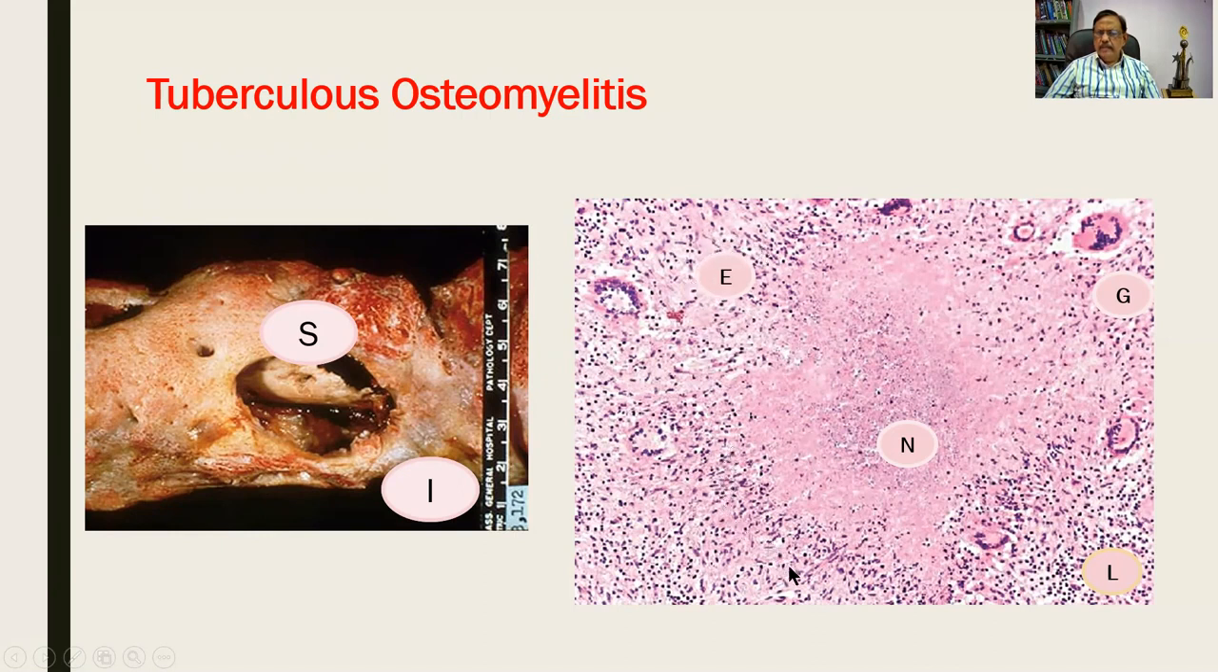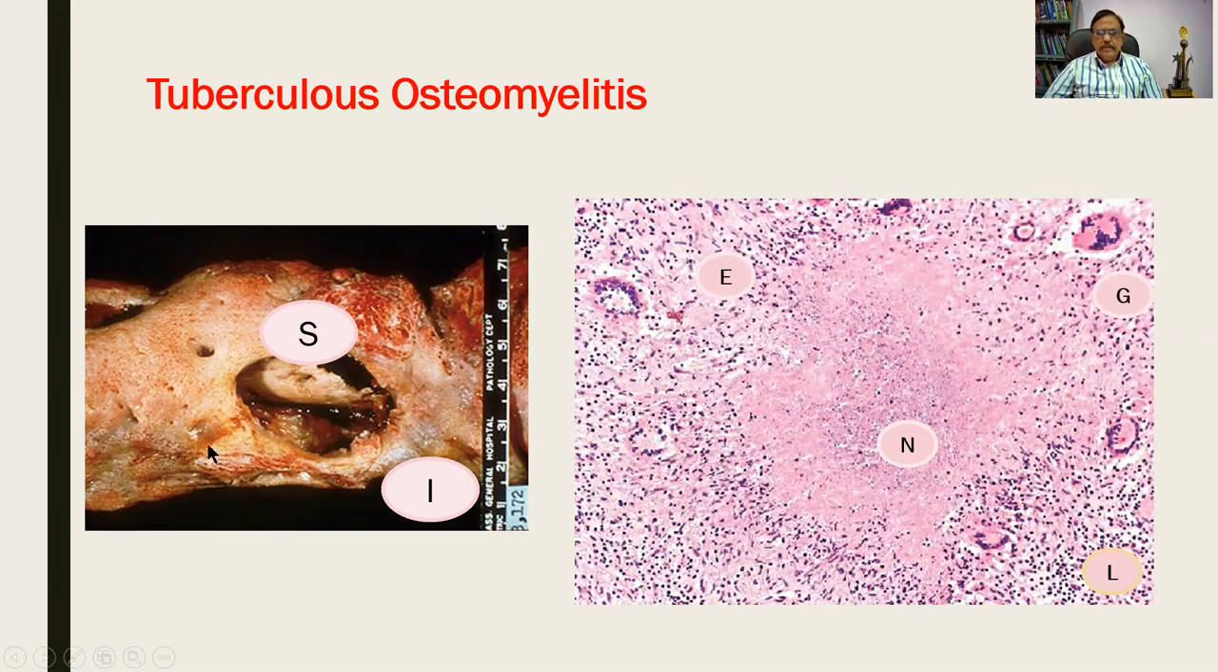And dark blue dots are the lymphocytes. There are a lot of lymphocytes over here. And this is a multinucleated giant cell. Giant cells also I have marked. So this is the classical granuloma, necrotizing granuloma.